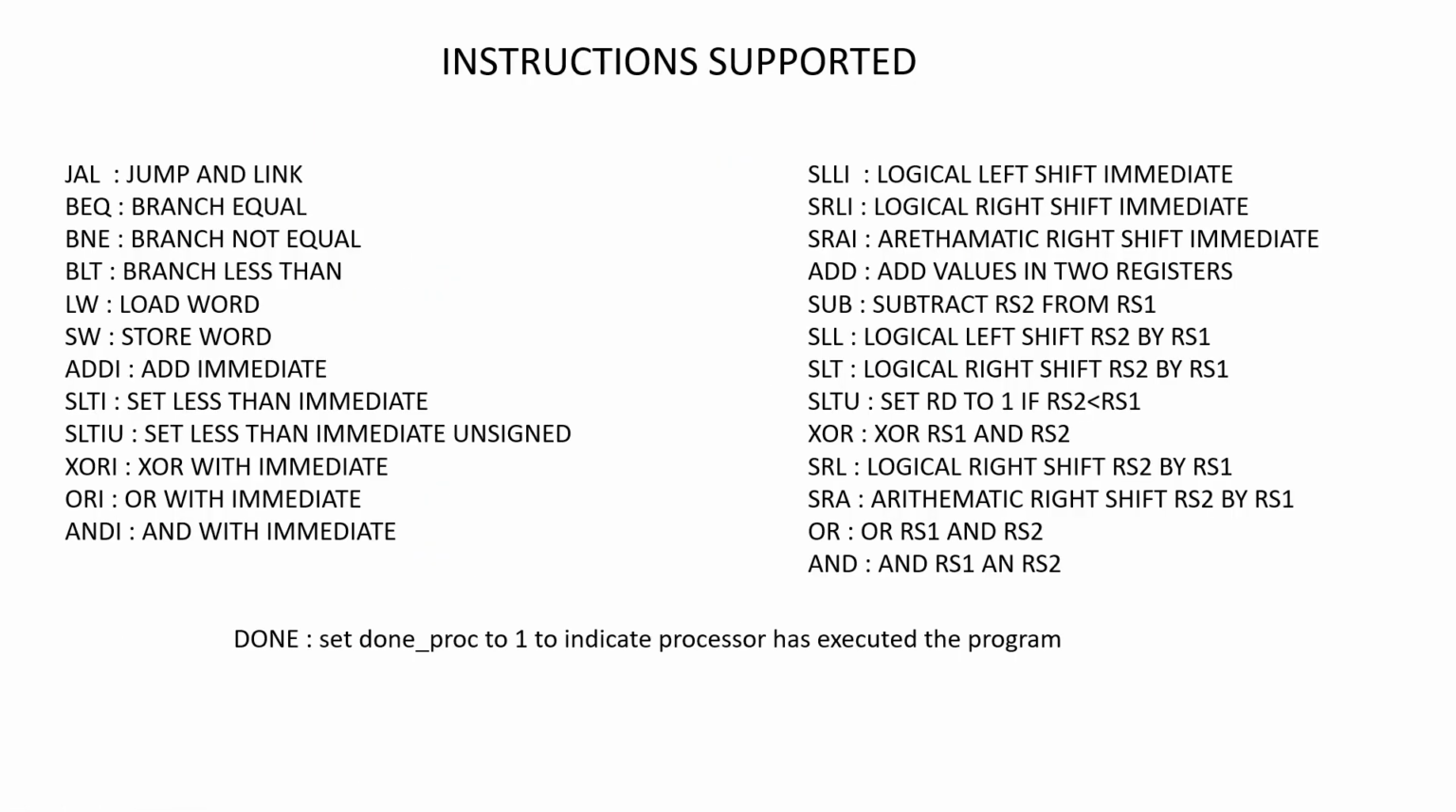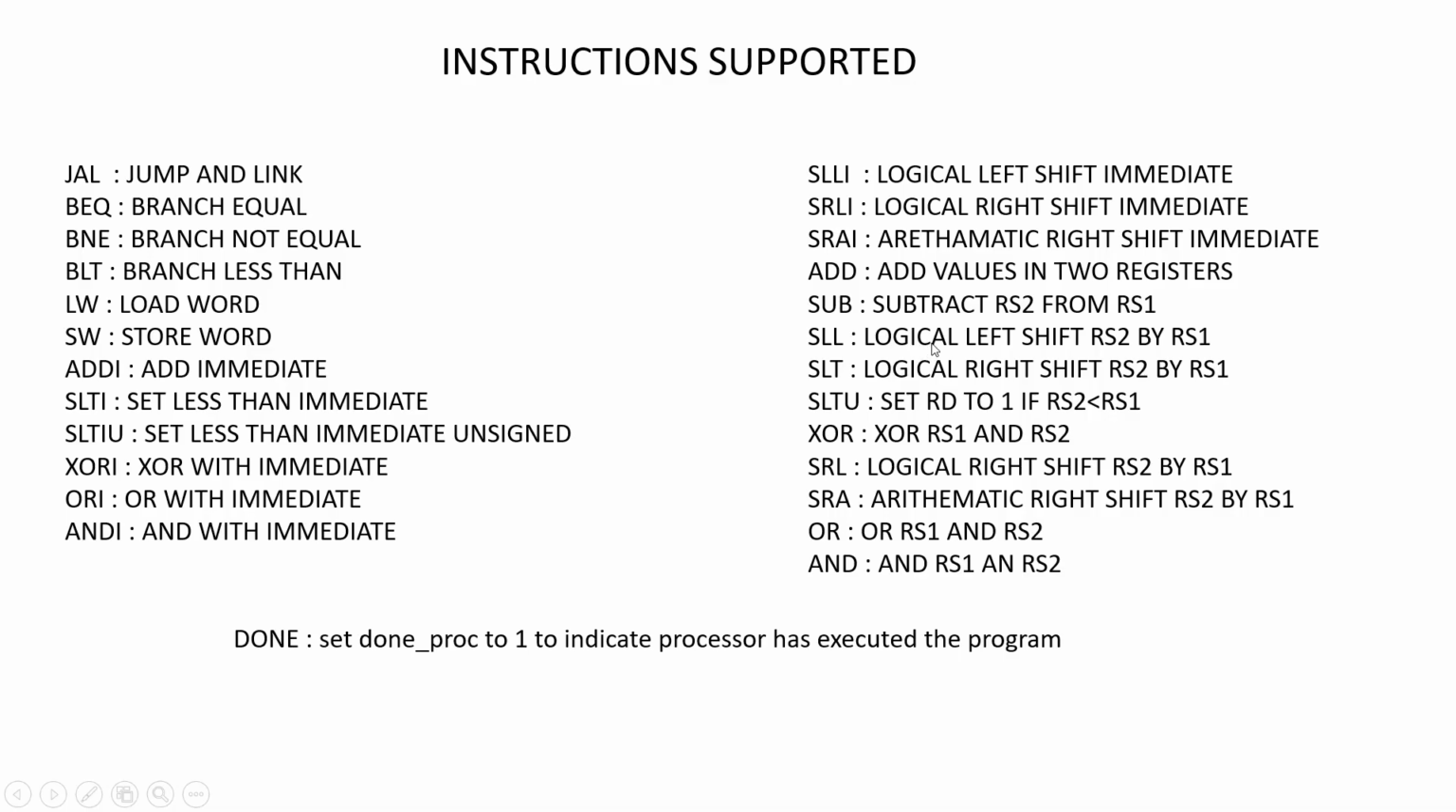The instructions supported by our CPU include jump and link, branch equal, branch not equal, branch less than, load word, store word, add immediate, set less than immediate, set less than immediate unsigned, XOR with immediate, OR with immediate, AND with immediate, logical left shift immediate, logical right shift immediate, arithmetic right shift immediate, and add, which adds values in registers and stores them in a destination register.